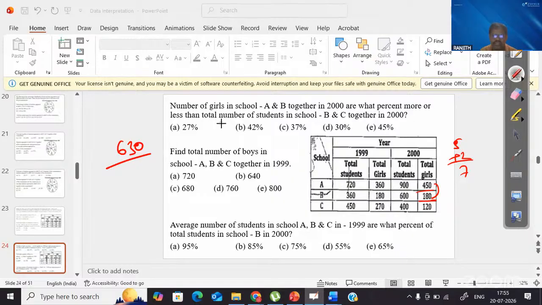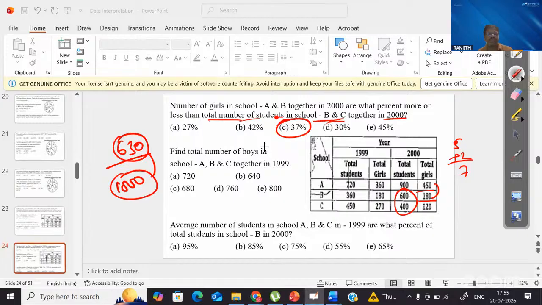What percentage more or less than the total number of students in B and C together in 2000? Total number of students in school B and C. What is the total number of students in B and C? 1000. So here we are having 1000, here we are having 630. Then the difference will be equal to 370. So if I write in percentage, it will be equal to 37 percentage.